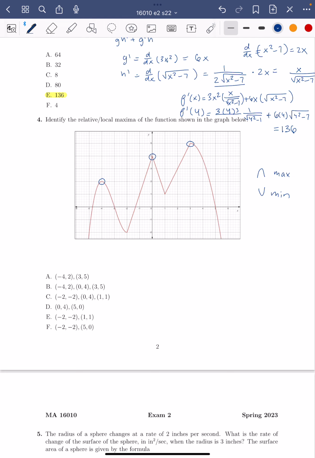In this case, we can see that there is a local max here, here, and here. If we label those points, the farthest one on the left is at -4, 2. The one in the middle is at 0, 4. And the one on the right looks to be 3 and 5. So if we look at our answers, that gives us B.